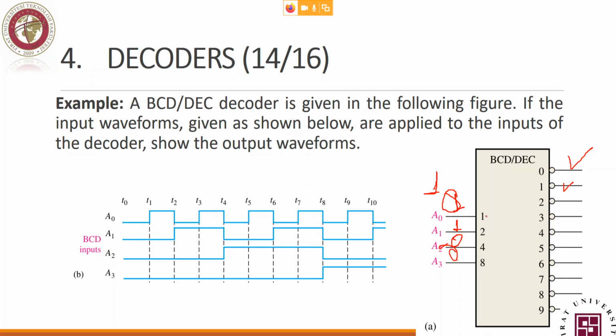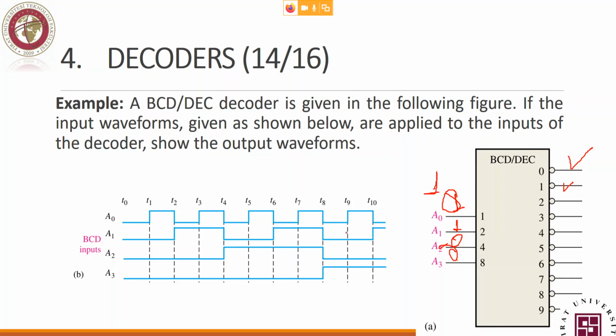We have 1 provided to 2, 1 provided to 1. So what we have, 2 plus 1, that's 3. So 3 will be low, the rest will be high. 2 plus 1, why? It's binary coded decimal. This is the code for 3, 0 0 1 1 is the code of 3. If you don't know, 2 plus 1, just sum them up. Okay?